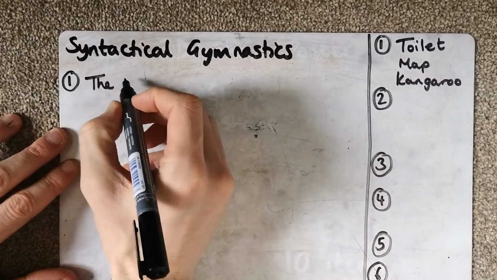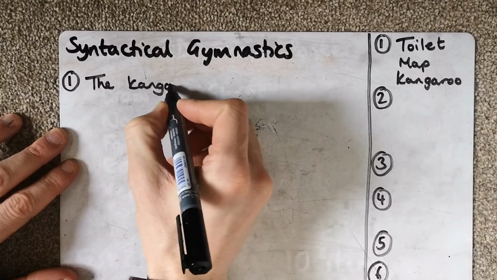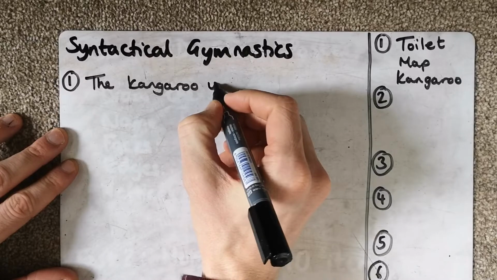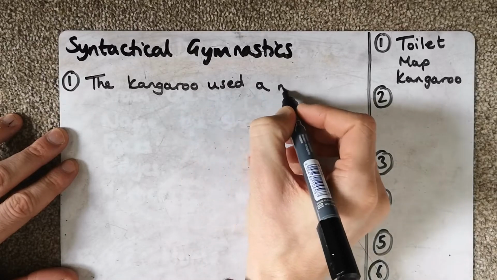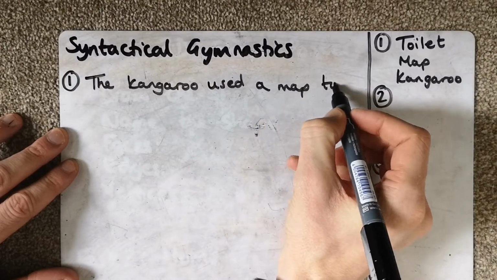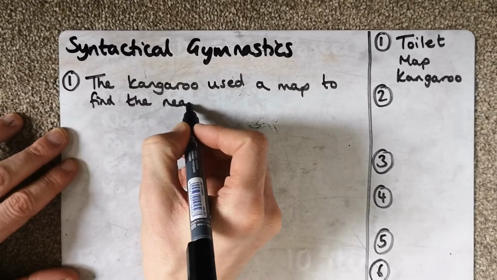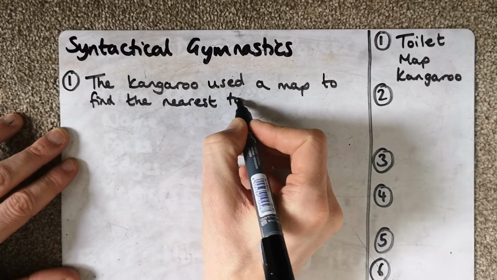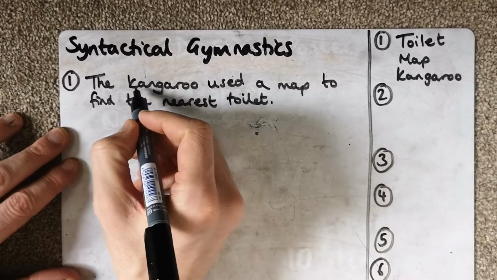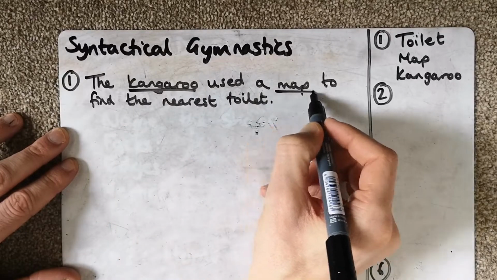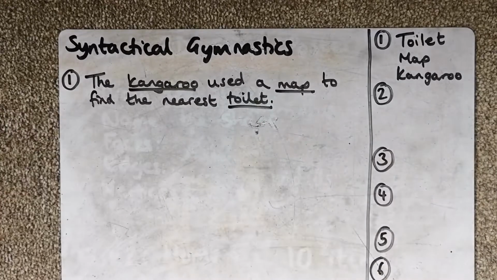So, the kangaroo used a map to find the nearest toilet. And there we go. Kangaroo, map, and toilet. So it's kind of like a warm-up, your first sentence.